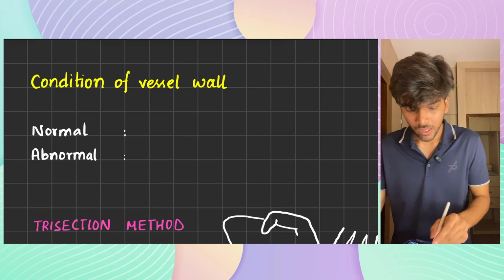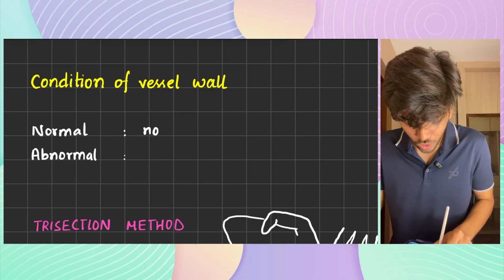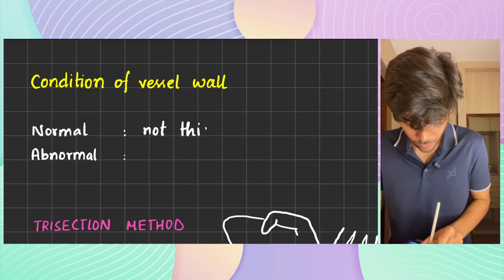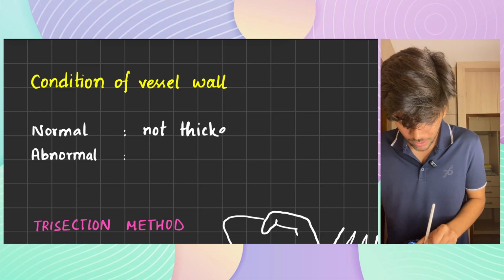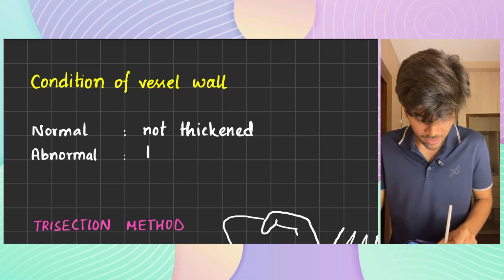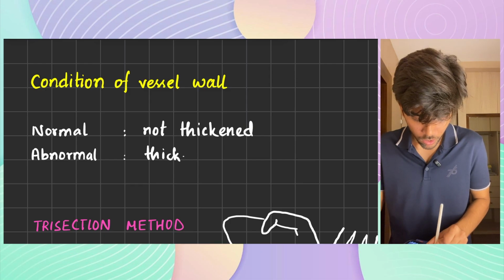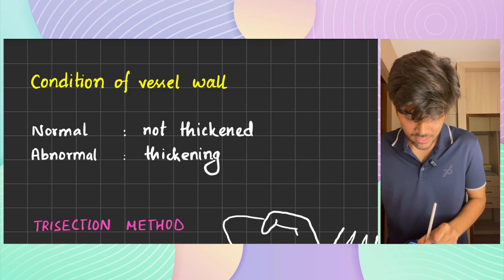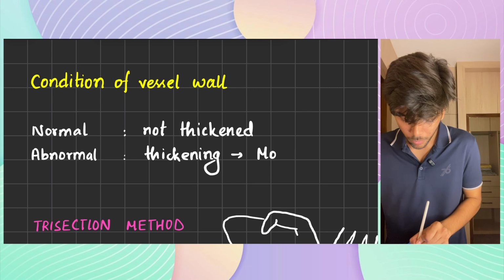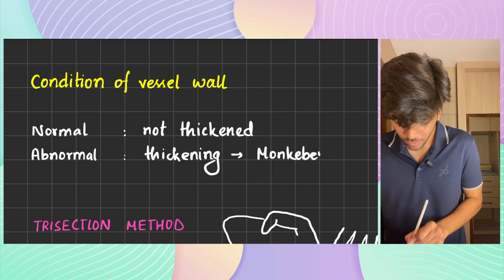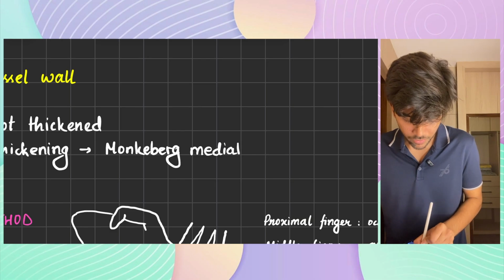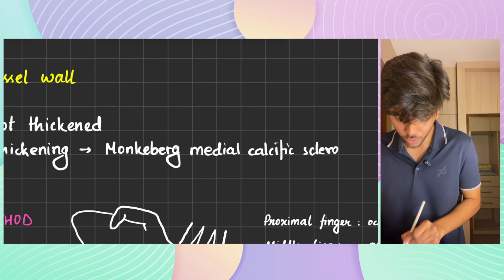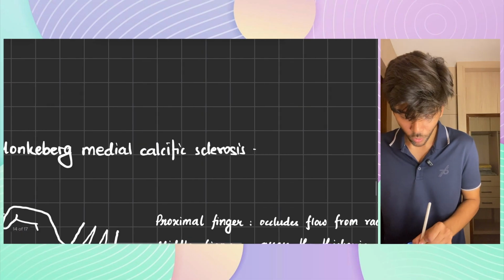So normally the blood vessel wall is not thickened. Abnormally, there is thickening of the blood vessel wall. And this thickening is seen in conditions such as Monckeberg medial calcific sclerosis, which is mostly seen due to aging in old age.